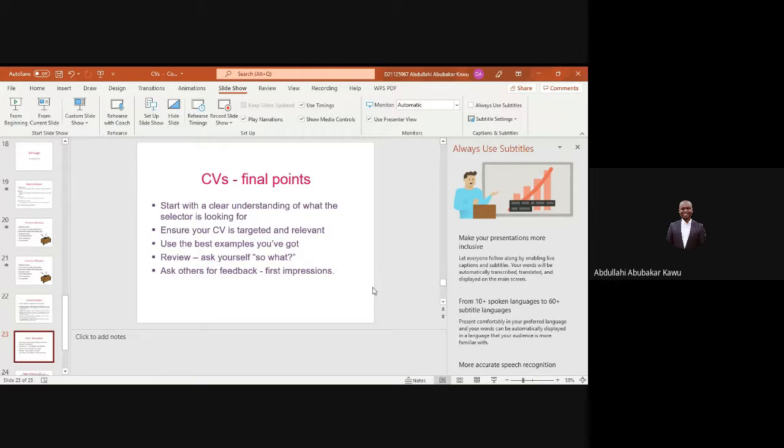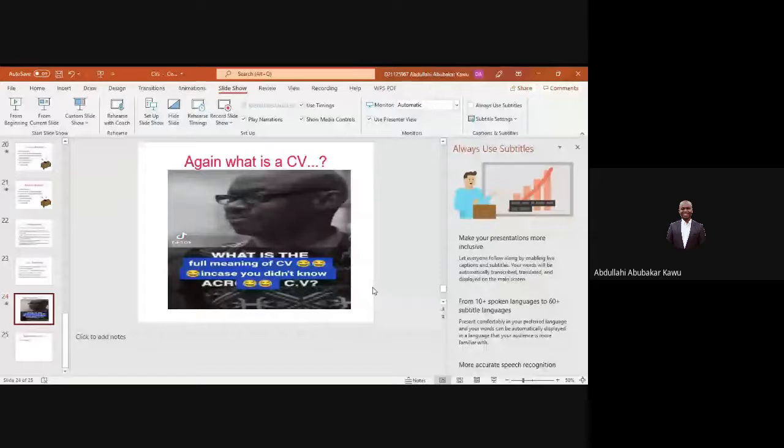So, final points. Start with a clear understanding of what the selector wants. Like I said, if it's federal government or federal universities, and they say they need a CV that has date of birth, I beg, kindly give them. But if you're applying elsewhere, especially in the international arena, you know that is not useful information at all. Then ensure your CV is targeted. Like I said, a CV for an organization is different from one for an academic institution, for the various reasons we have advanced. And then, ask others for feedback. I can't emphasize that enough.